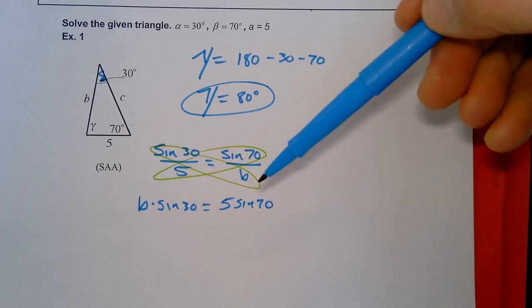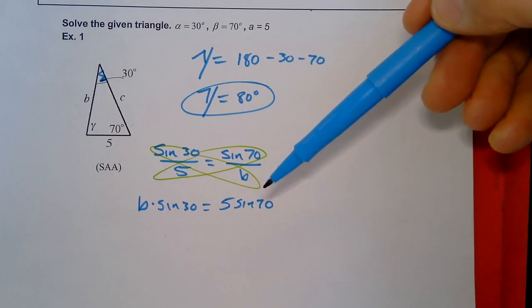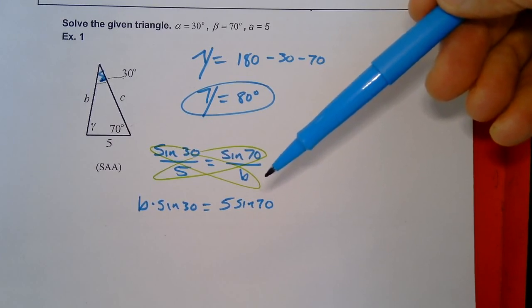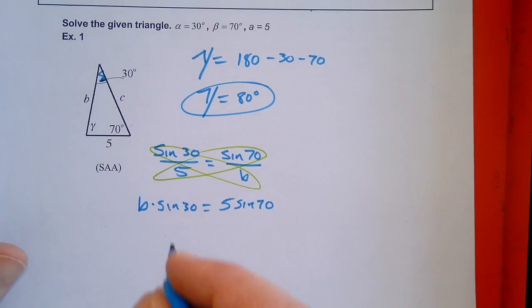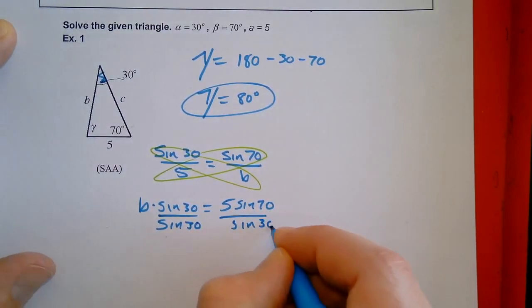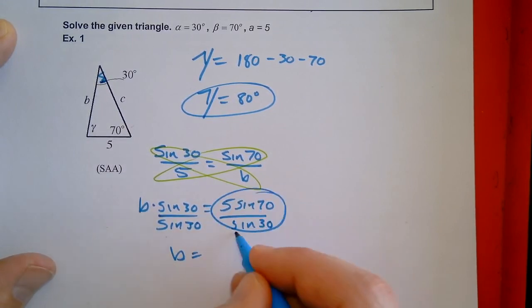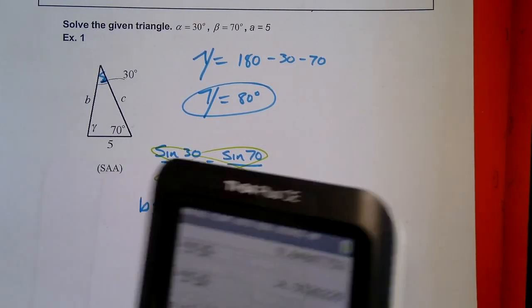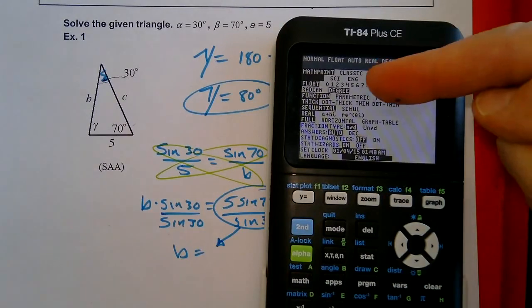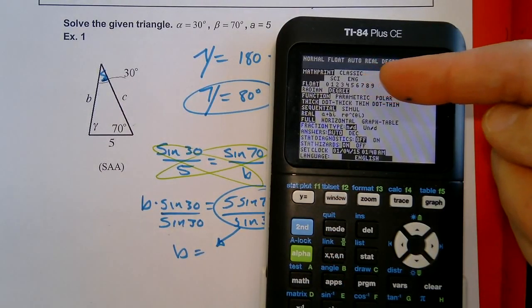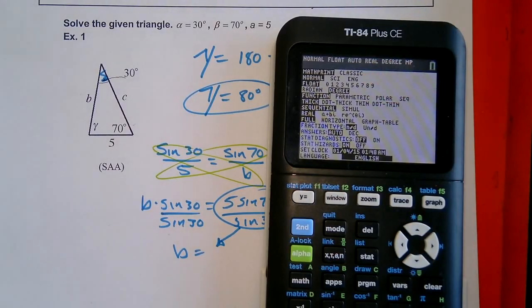Well, what's my last step? How do I get the b by itself? Vicki, what do I got to do? Yep, just go ahead and divide by sine of 30. So I get b is whatever this guy is. First thing I always do when I'm doing chapter 8 is double check to make sure my calculator's in the right mode. So press mode and make sure you guys are in degrees.